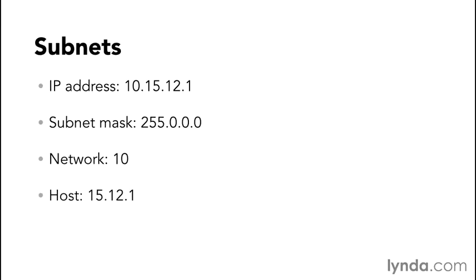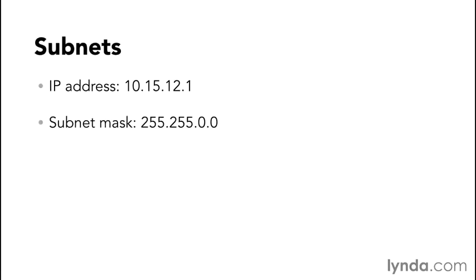We could also look at the same IP address with a different subnet mask. So again, 10.15.12.1 for the IP address, a different subnet mask, 255.255.0.0. So now the first 2 octets of the IP address are the network, and the last 2 are the host. So the purpose of the subnet mask is to communicate which part of the IP address is the network and which part of the IP address is the host.